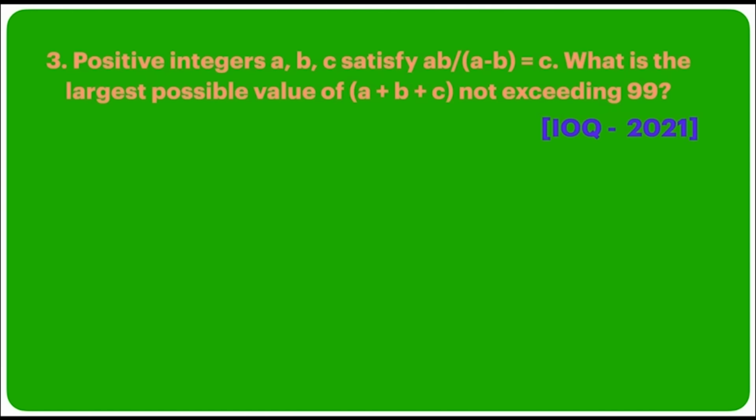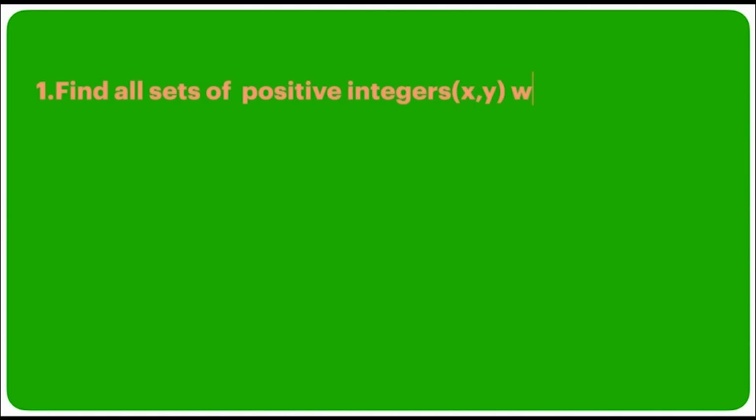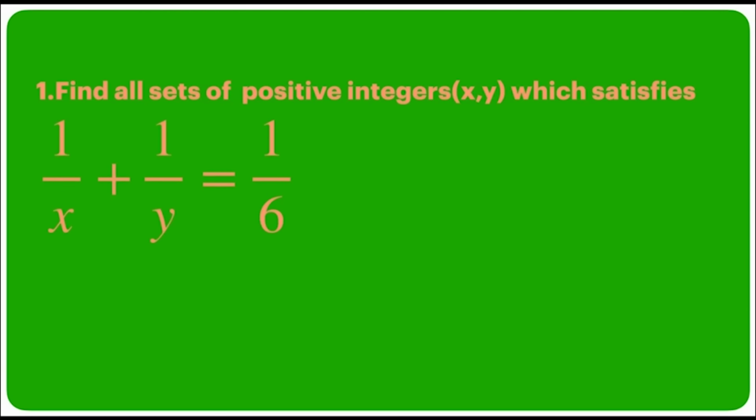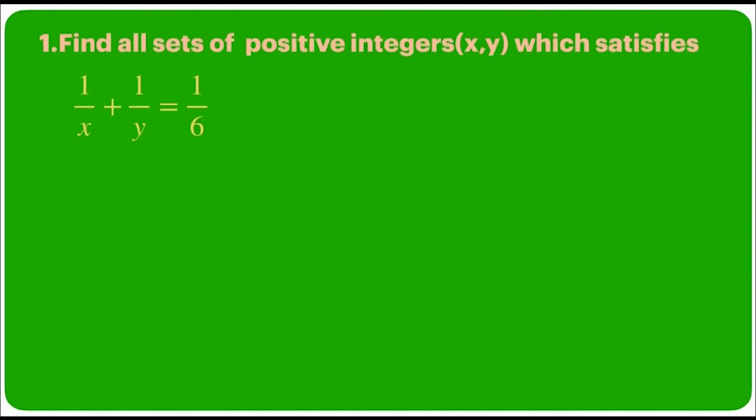So now let us first try to solve the first question: find all sets of positive integers x, y which satisfy 1 by x plus 1 by y equal to 1 by 6. We have to find all sets of values, because this equation has many sets of values for x and y, and we have to find all sets of positive natural numbers that x and y can take, satisfying this equation.